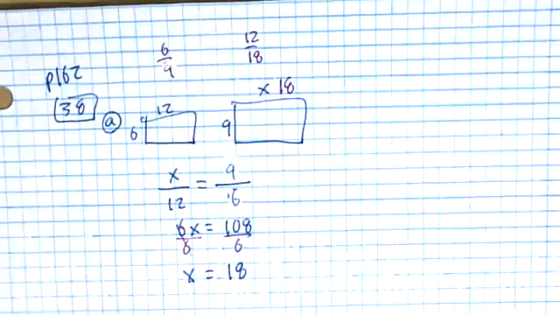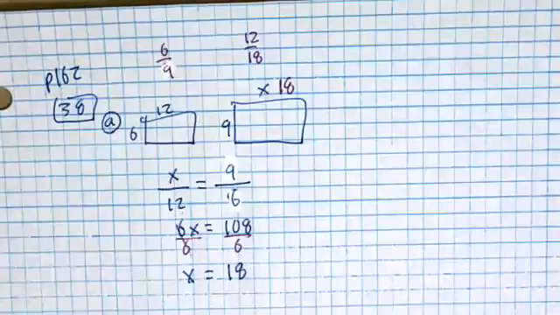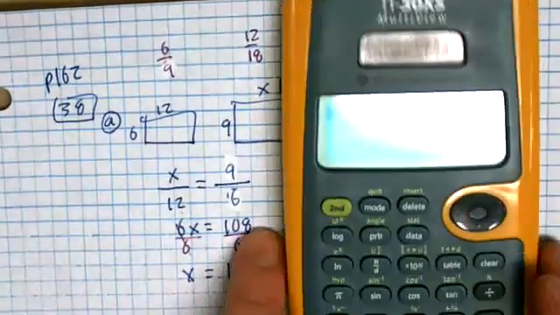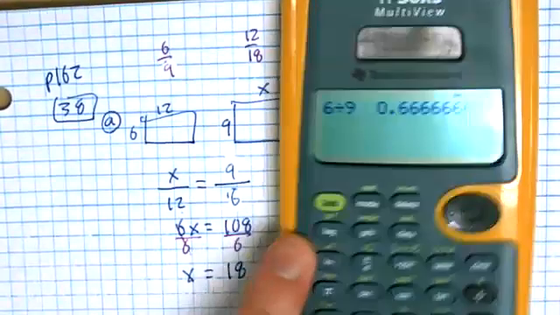And because I'm feeling a little lazy, I'm going to grab my calculator and just divide these two things and see if I get the same decimal for both. So 6 divided by 9 is 0.666 repeating.